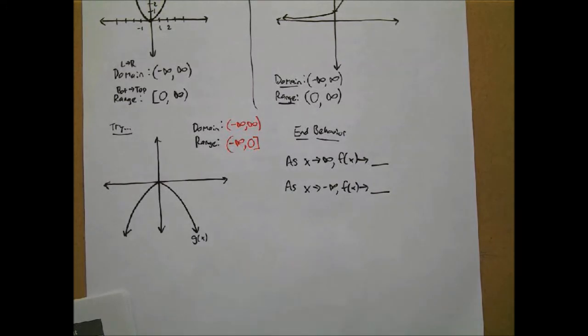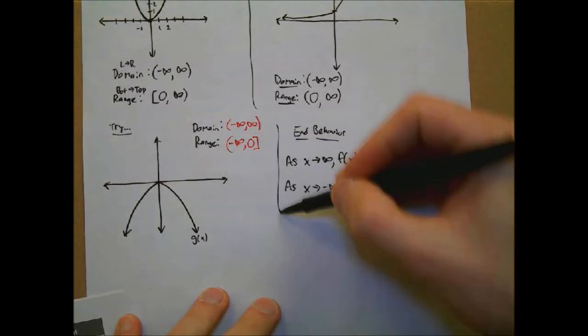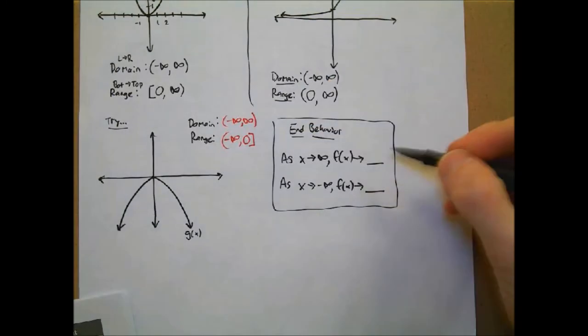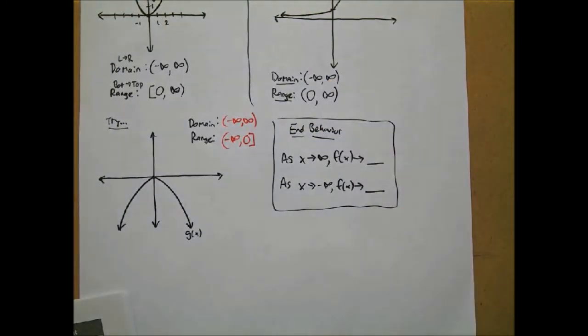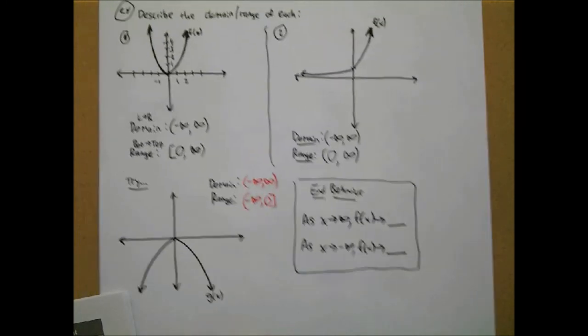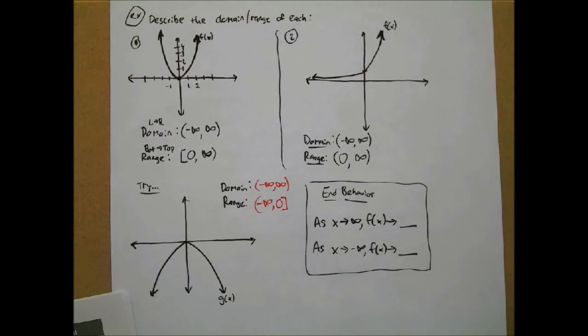So that is end behavior. That's how we're going to be describing it. And this is the work that we do. We just need to fill in this work right here. Okay. So let's go back to number 1 here. I'm going to scoot it back up here to number 1. I'll put this part in red.